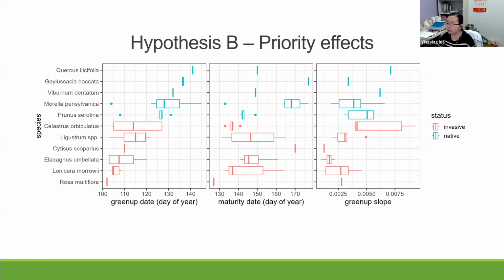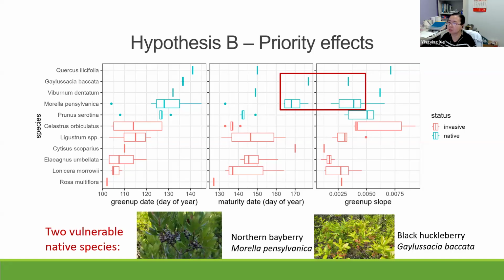But from this comparison, we noticed something really interesting. There are 2 native species, northern bayberry and black huckleberry. Of course, all native species showed later green ups. But these 2 native species also showed a very late maturity date compared to all other species, which also gives a smaller slope, which means they develop the greenness slower than other species.